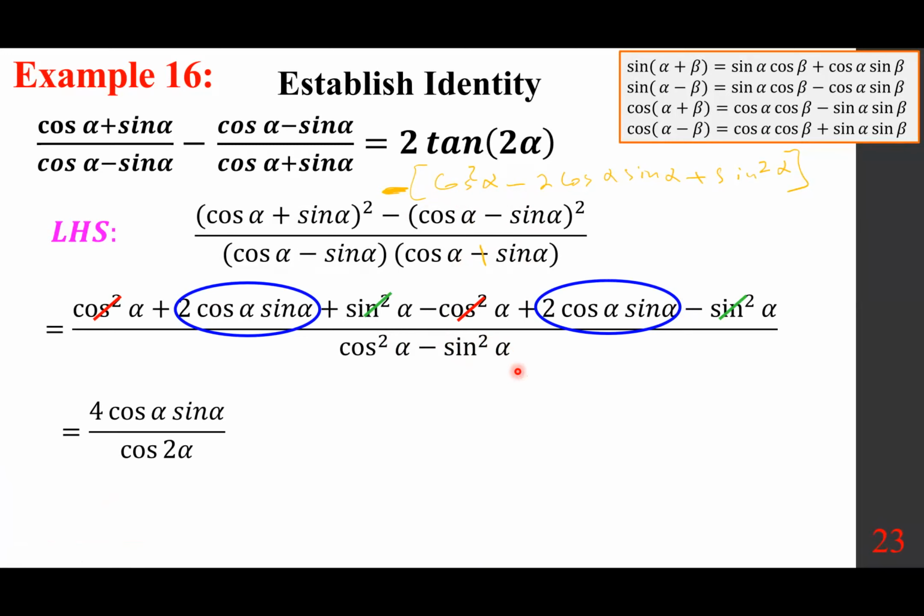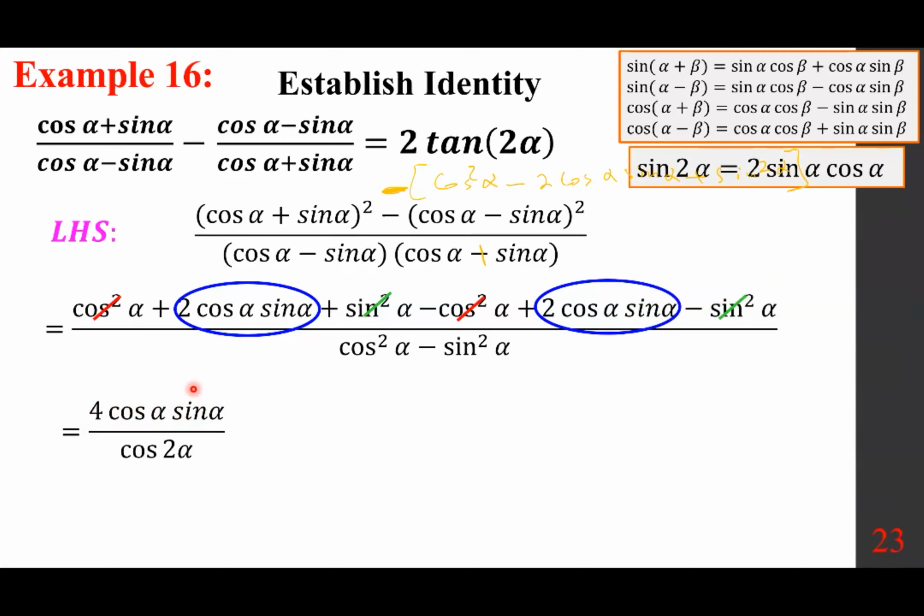Now, 2 cosine alpha sine alpha is sine 2 alpha, because we have 4 of them, it's 2 of those. This is 2 sine 2 alpha in the numerator, because sine of 2 alpha is 2 sine alpha cosine alpha. And as you can see, this is tangent. So 2 tan of 2 alpha is the final answer.